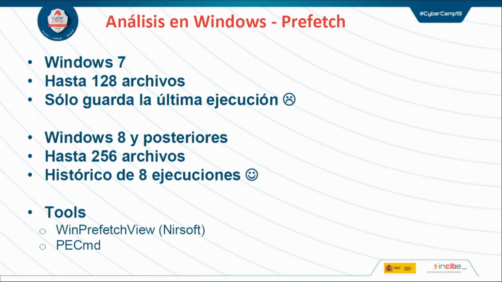So the prefetch in our particular case, and I'd just like to mention Windows 7 here to say that it can save up to 128 prefetch files, and it has data of the last time it was used, last time it was executed. In Windows 8, however, we have the last 8 times an application was executed. So tools that we can use to analyze are WinPrefetch and PECMD.